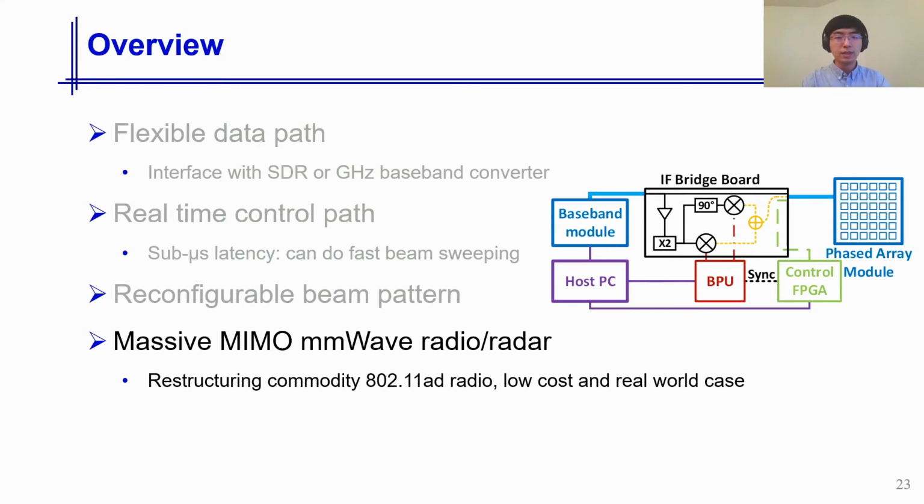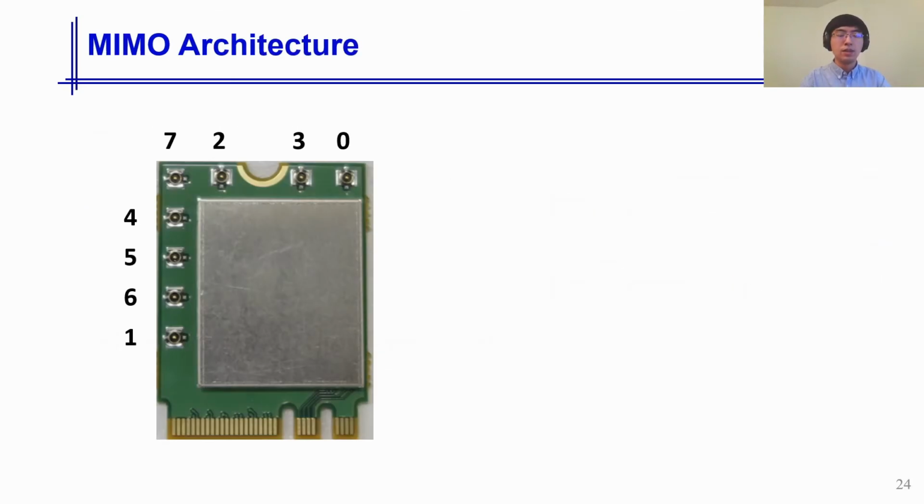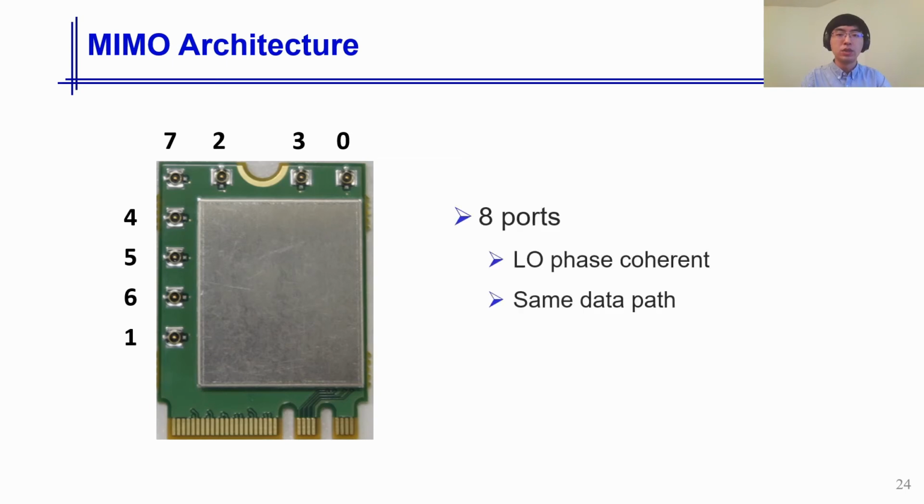Finally, we can easily extend the above architecture into a massive MIMO mmWave radio or radar. There already exist commercial 802.11ad mmWave radios with multiple phase arrays but a single RF chain. For example, the 802.11ad radio we use in MQ has 8 RF ports connecting to 8 phase arrays. These ports share the same carrier clock and data path.